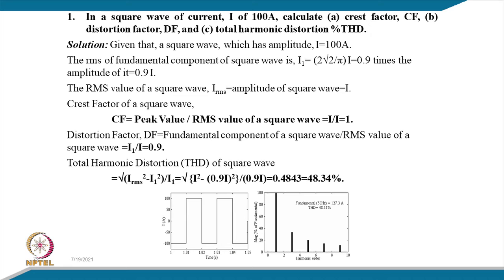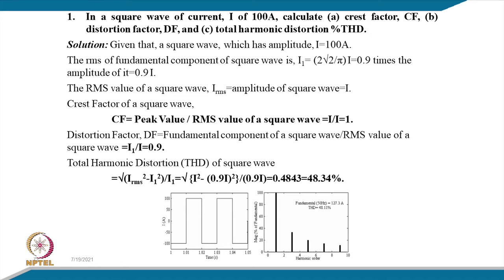Now, the distortion factor: we define the distortion factor as the quantification of all the harmonics. We define it as the fundamental component of the square wave divided by the RMS of the square wave, that is I1 divided by the total RMS. I1 is the RMS of the fundamental component and I is the RMS of the total square wave.